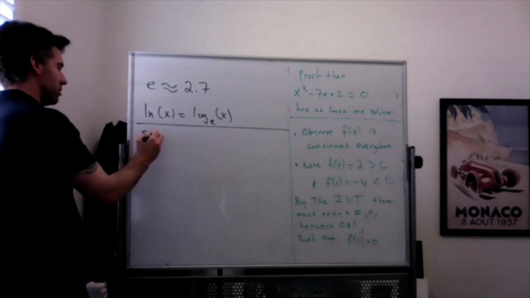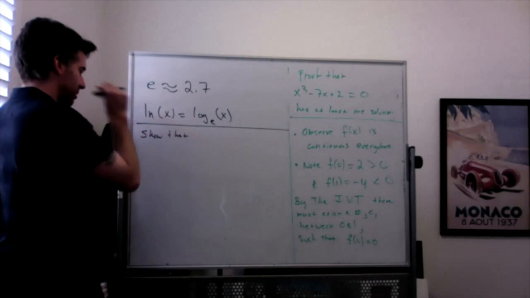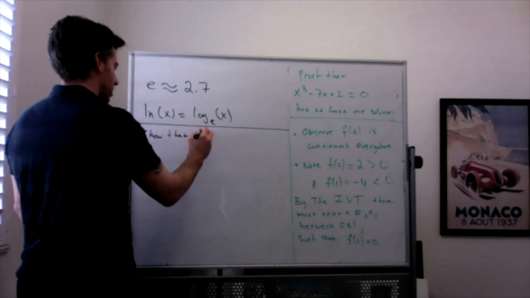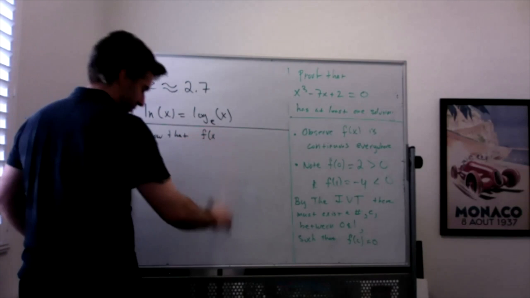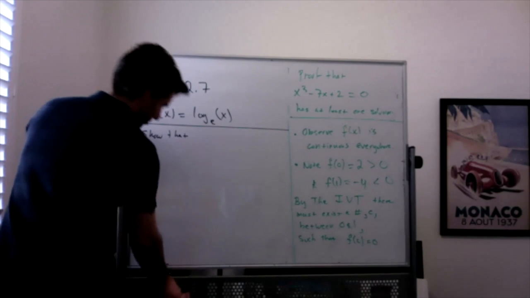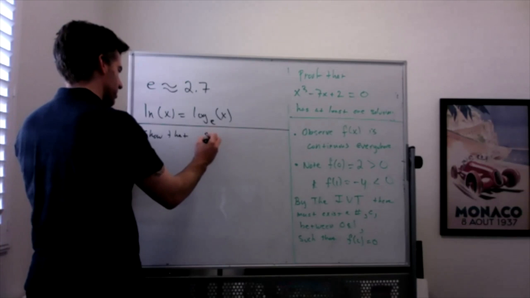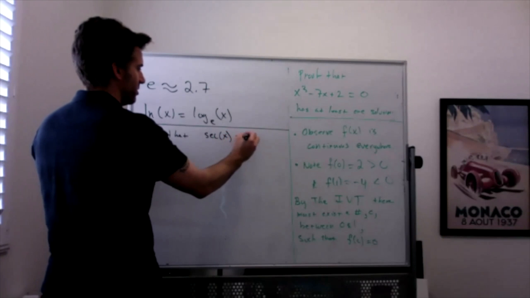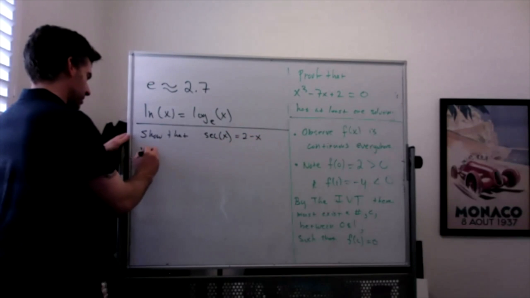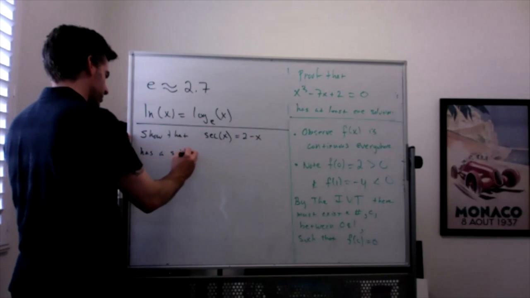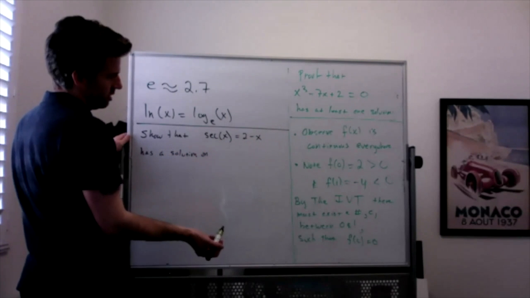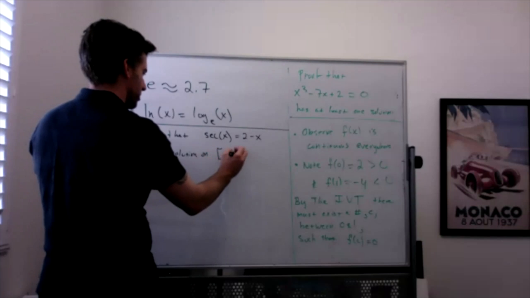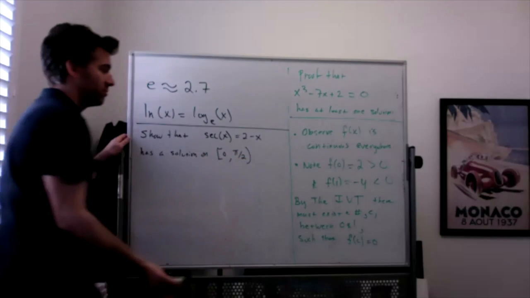So show that, f of x... show that secant of x equal to 2 minus x has a solution on the interval from 0 to pi over 2.